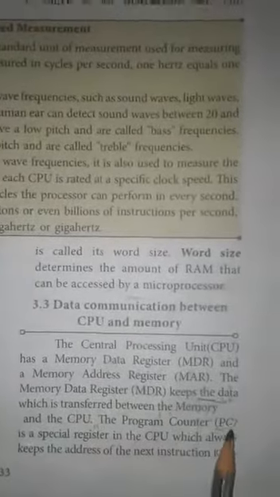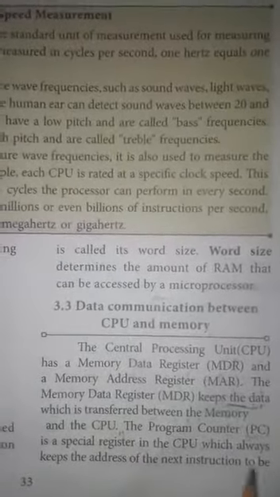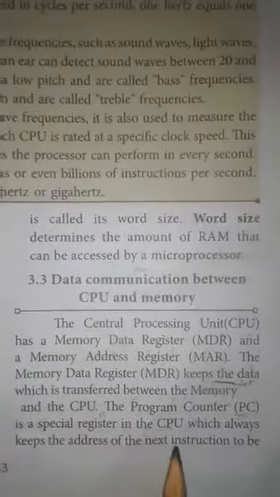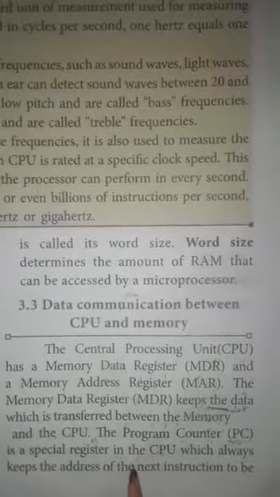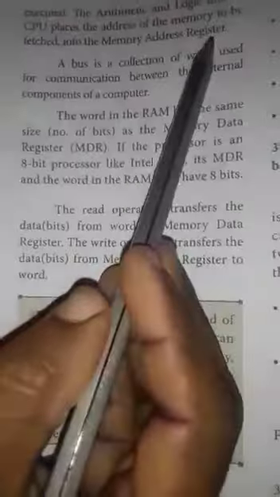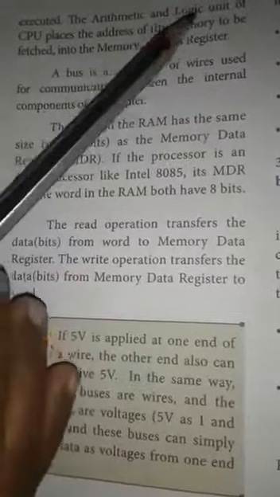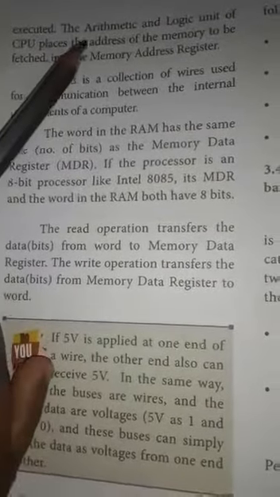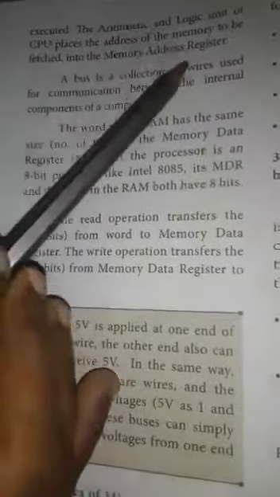The program counter, PC, is a special register in the CPU which always keeps the address of the next instruction to be executed. Next, the arithmetic and logic unit of the CPU places the address of the memory to be fetched into the memory address register.